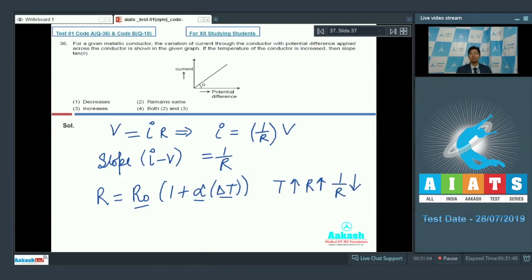Now dear students, in the question it is given that the temperature of the conductor is increased, which means that 1 by R would decrease. And since 1 by R is equal to tan theta, tan theta would also decrease. Therefore, the slope of this graph will decrease, and hence the correct answer should be option number 1. Now dear students, let us proceed to the next question, which is question number 37.